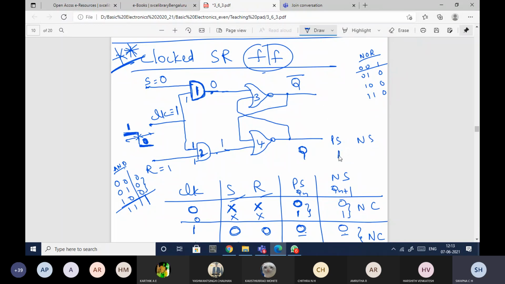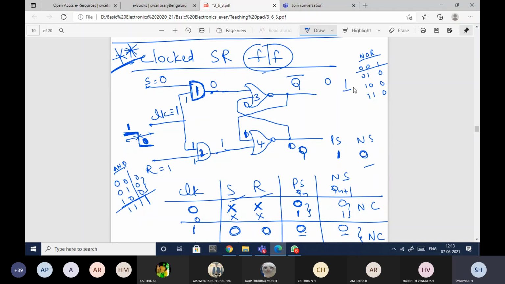Okay, now the present state is 1. It means that Q value is 1. So this is 1. So this 1 will go here. 0, 1, the output will be equal to 0. This 0 will come here. 0, 1, the output will be equal to 0. So again, this 0 will go here. 0, 0, the output will be equal to 1. This 1 will come back here. 1, 1, the output will be equal to 0.